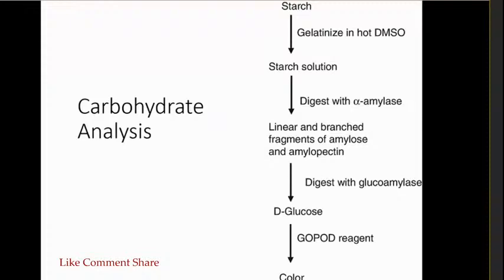We can quantify the carbohydrate with the DNS assay and the phenol sulfuric acid assay. They directly and indirectly help us quantify the carbohydrate. Another method is the GOPOD reagent. First, we take the starch, which is a polysaccharide.